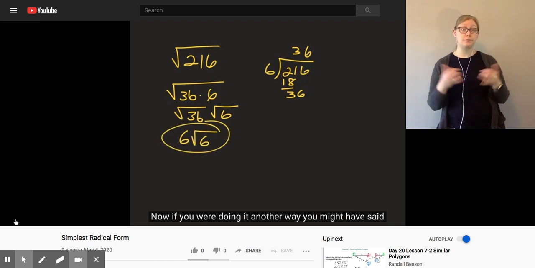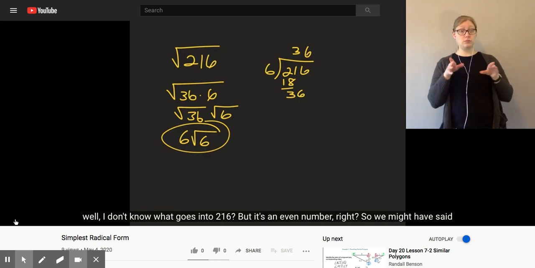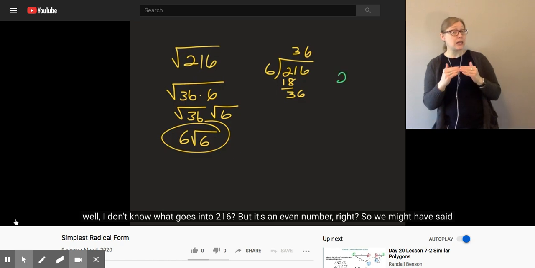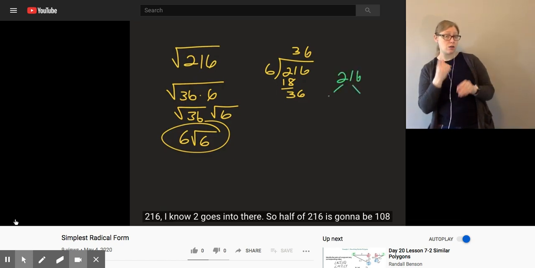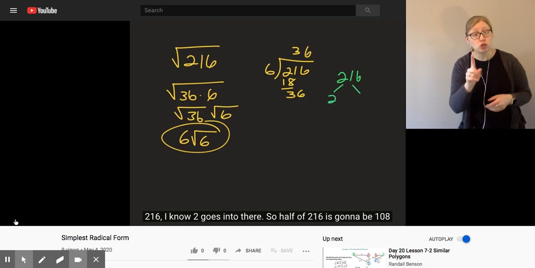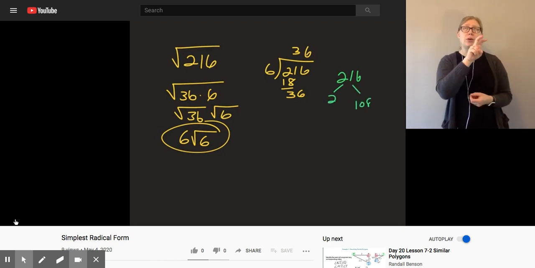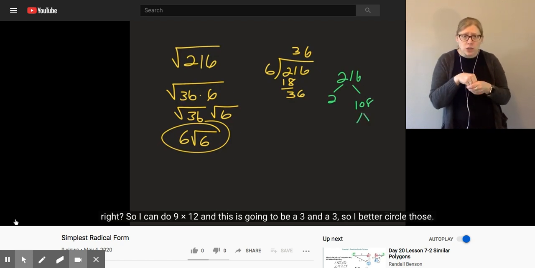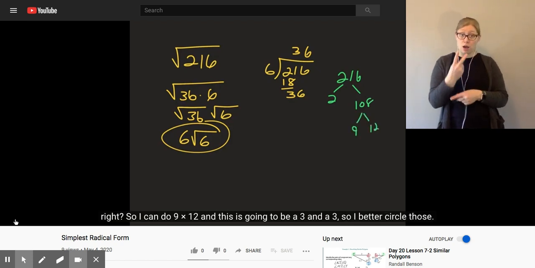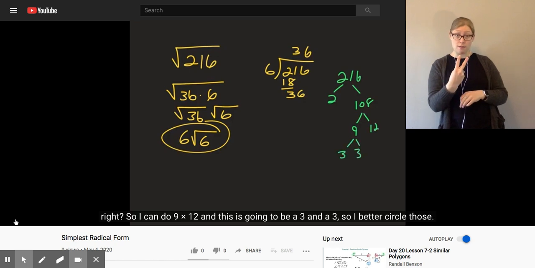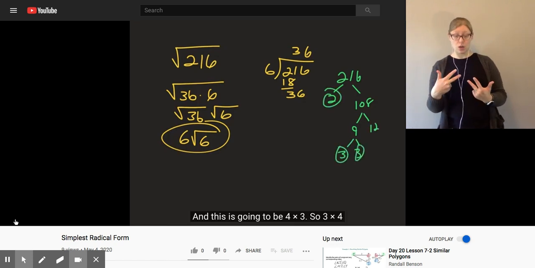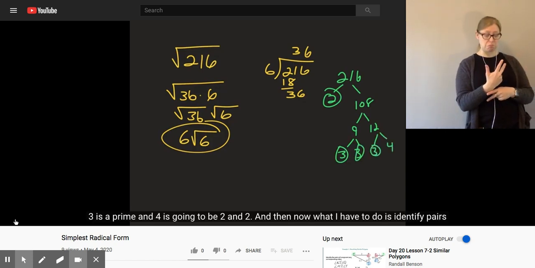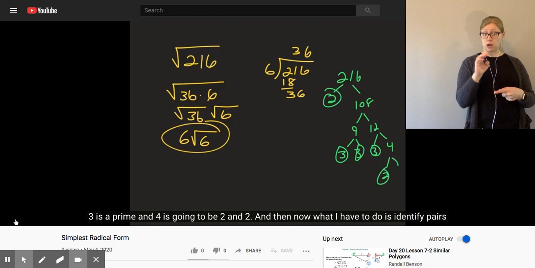Now, if you were doing it another way, you might have said, well, I don't know what goes into 216, but it's an even number, right? So we might have said 216. I know 2 goes into there, so half of 216 is going to be 108. Well, now I know some things that go into 108. That's 9 times 12, right? So I can do 9 times 12, and this is going to be a 3 and a 3, so I better circle those. And this is going to be 4 times 3, so 3 times 4. 3 is a prime, and 4 is going to be 2 and 2.